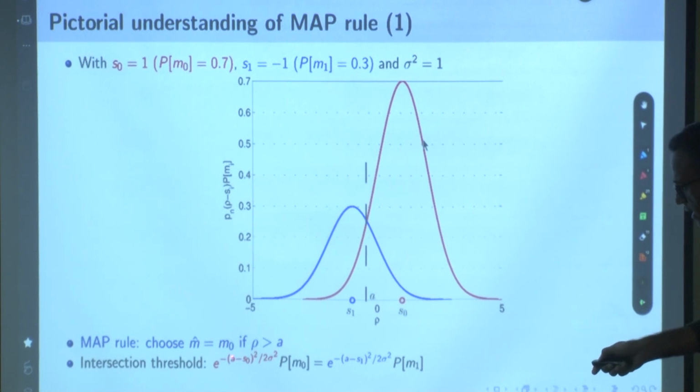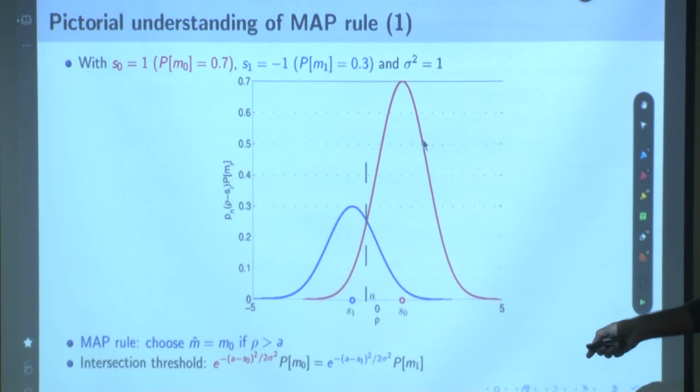So what have I done here? I have taken the last equation, it was rho minus S naught square, but wherever we are calculating a threshold, we are treating rho as A. So rho has become A minus S naught. This is the PDF, 1 by root 2 pi sigma square, that gets cancelled on both sides, and then we have P of M0.